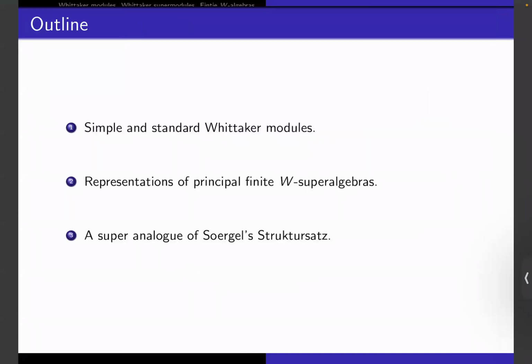Here is the outline of my talk. I will first introduce simple and standard Whittaker modules, and then we discuss Whittaker modules and their relation with representations of principal finite W-superalgebras, and we explain a super analog of Skryabin's structure theorem.